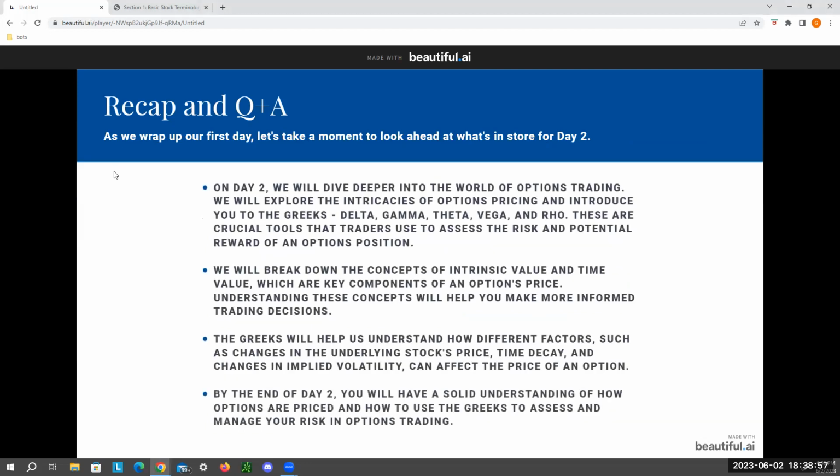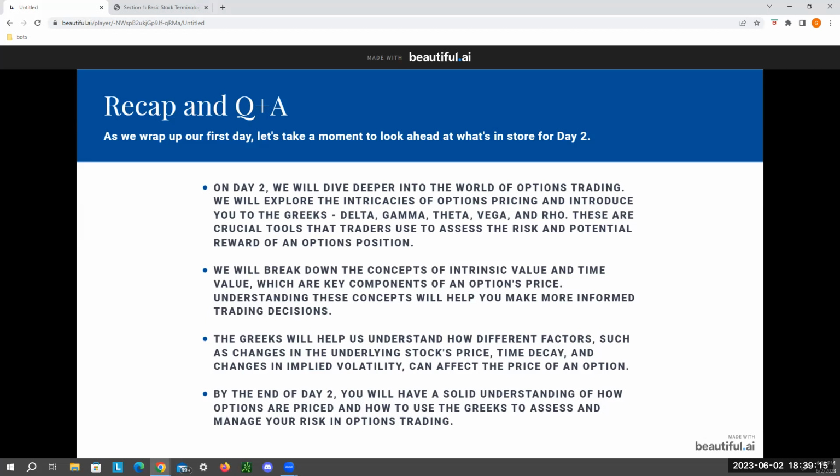So for day 2, we're going to dive deeper into the world of options trading. We'll explore the intricacies of options pricing and introduce you to the Greeks: delta, gamma, theta, vega, and rho. These are crucial tools that traders use to assess the risk and potential reward of an options position. If you don't understand these, you can't trade options.